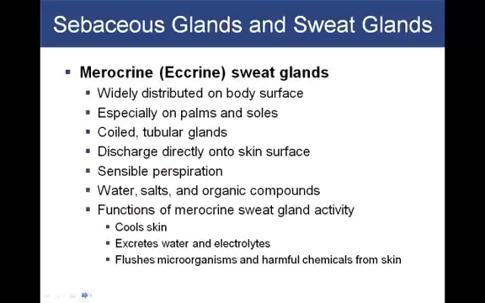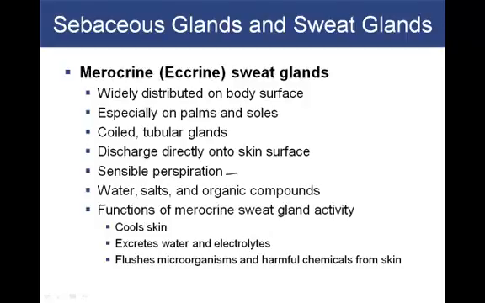And then we have the merocrine sweat glands. These particular glands are distributed throughout the body, but they're especially found on the palms and the soles. They discharge their secretion directly onto the surface of the skin, and this is referred to as sensible perspiration.